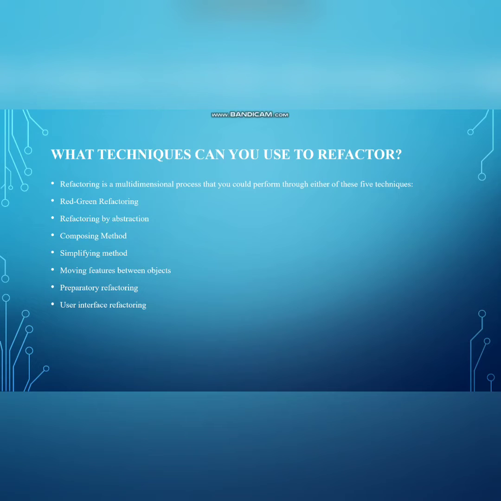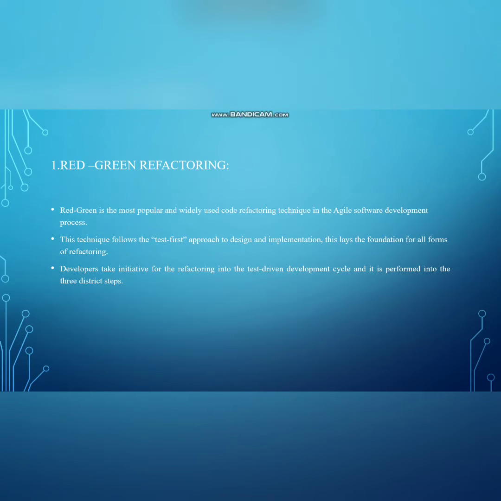What techniques can you use to refactor? Here we are going to see several techniques like red-green refactoring, refactoring by abstraction, composing method, simplifying method, moving features between objects, preparatory refactoring, and user interface refactoring. First is red-green refactoring. Red-green is the most popular, widely used code refactoring technique in agile software development.